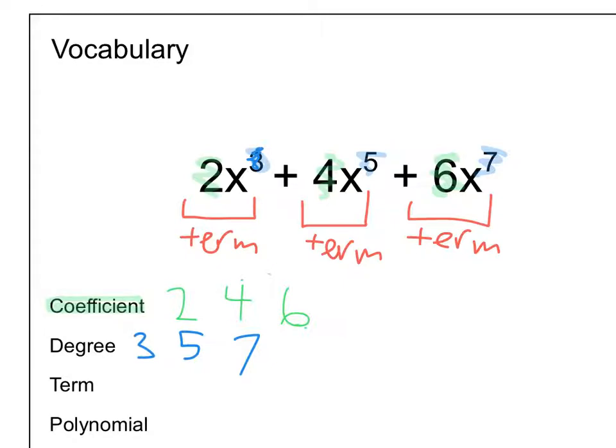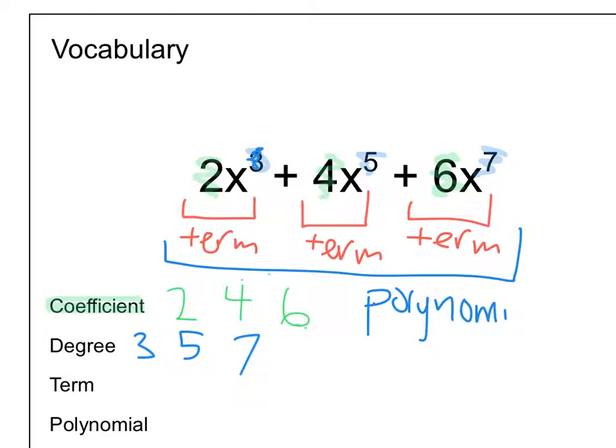And then to finish up, we have just our polynomial. So when you put this all together, your polynomial is a bunch of terms put together as one. So this polynomial has 3 groups of terms. A 2x cubed would be our first term. Our second term is 4x to the 5th, and our third term is 6x to the 7th.